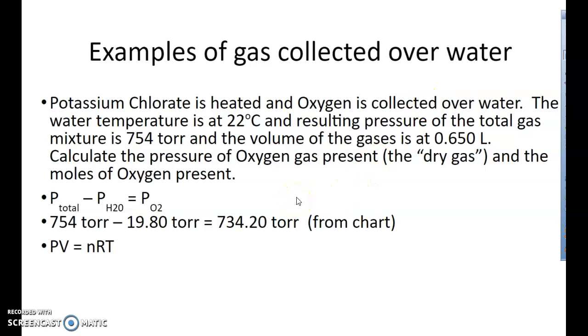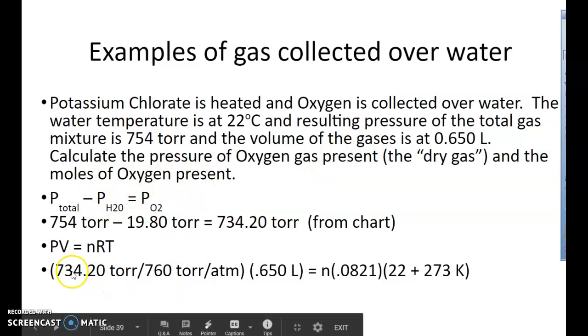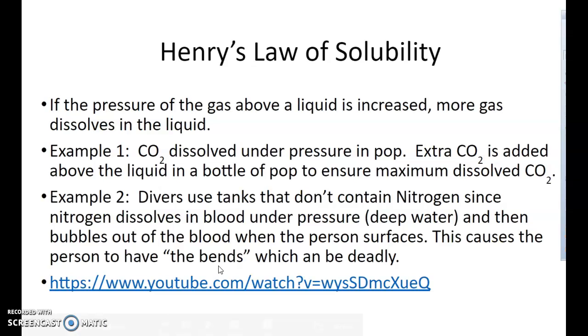So then I could say maybe PV equals nRT, and I could find out how many moles. So I'm going to take that 734.20. Of course, I have to change it into atmospheres, divide by 760, to use PV equals nRT. I have a volume that I collected. I have to change the temperature to Kelvin, and then I'm going to solve for n. So make sure you multiply all of this and divide by this, and try it out on your own and get 0.026 moles.